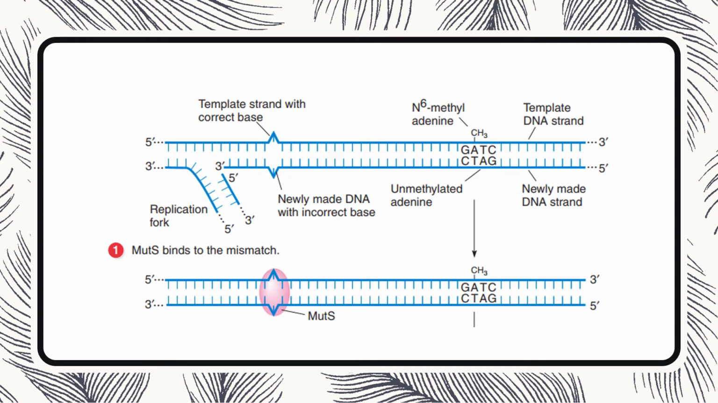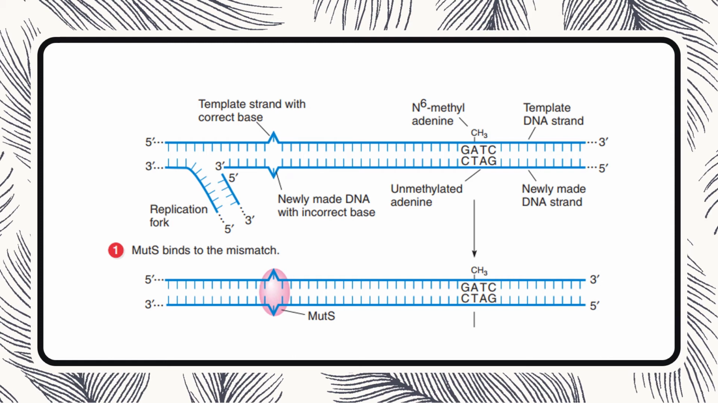Now we will look at the prokaryotic mismatch repair mechanism. In eukaryotes, that is the yeast systems, the mechanism by which the parent strand is identified is unknown, and there is little or no methylation of genomic DNA. So now we will just look at the prokaryotic mismatch repair system.